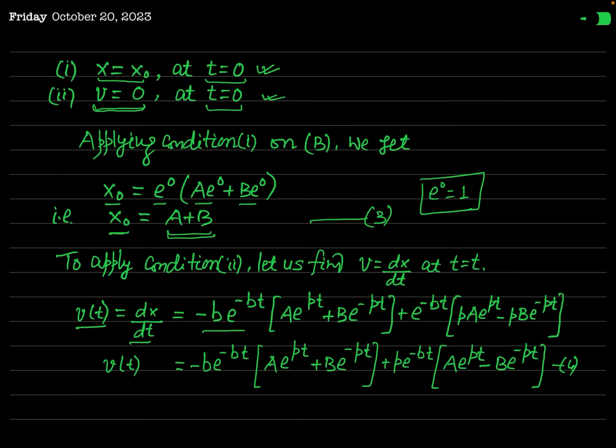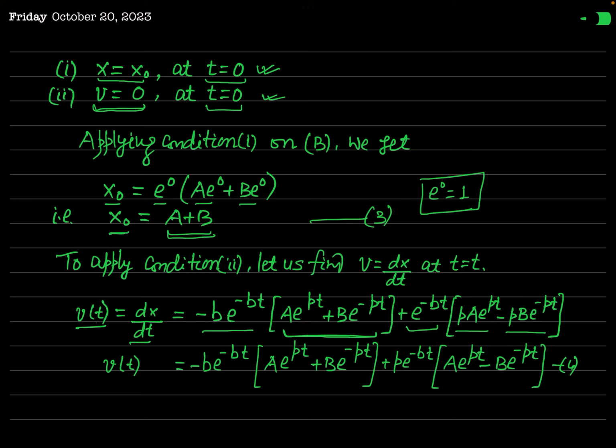I have here differentiated e to the power minus bt, which is minus b times e to the power minus bt. And the second factor inside the square bracket has been kept as it is. Now, keep this e to the power minus bt as it is and differentiate this factor. You know what the derivative will be? This will be p times a e to the power pt minus p times b into e to the power minus pt. This is a very simple differentiation.